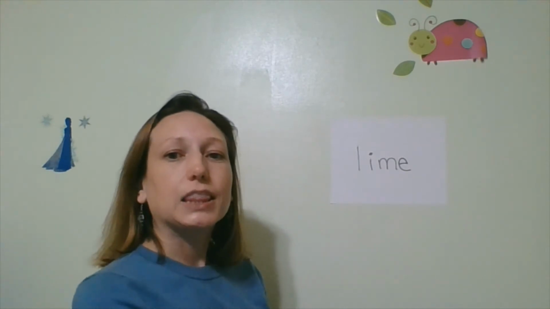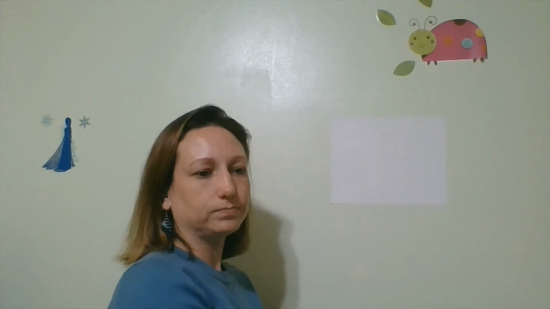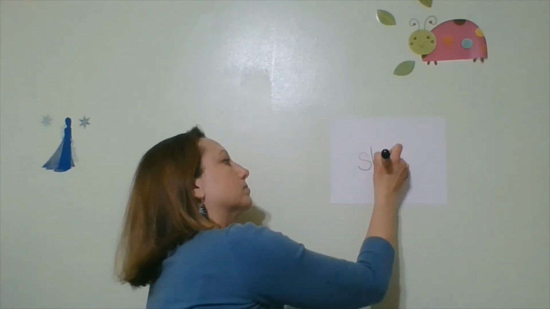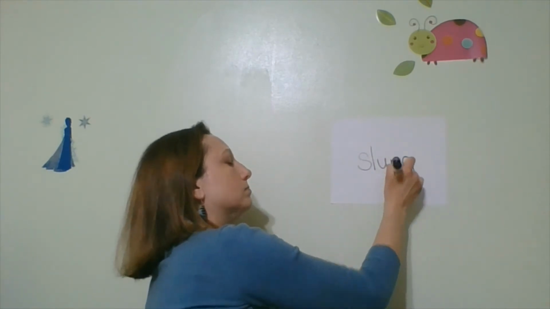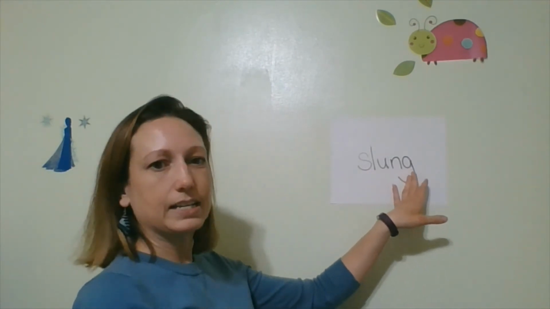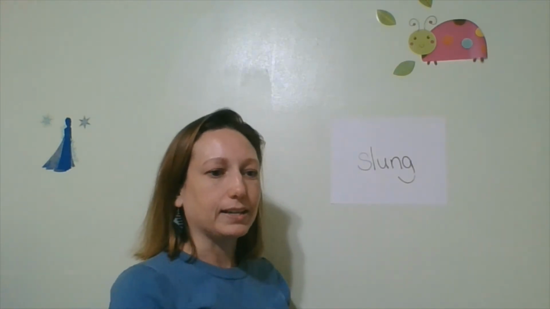Number 6, slung. Slung. The elephant slung water all over itself. Slung. Let's sound out slung. S-L-ung. How did you spell slung? S-L-U-N-G. We have our chunk and our S-L blend.